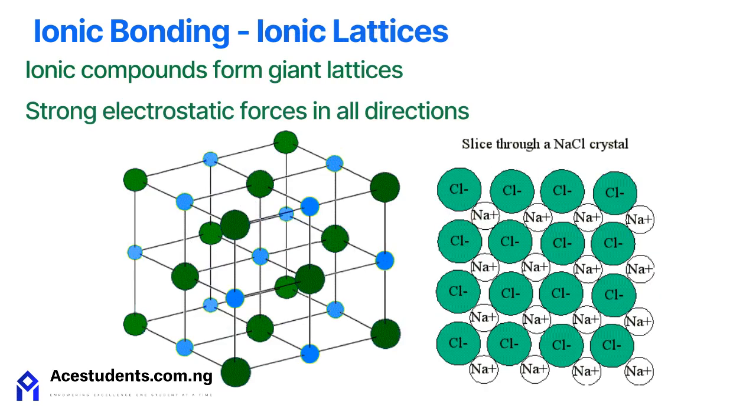Ionic compounds don't just form pairs. They arrange themselves into giant ionic lattices. Each positive ion is surrounded by negative ions, and each negative ion is surrounded by positive ions. This creates strong electrostatic forces in all directions.